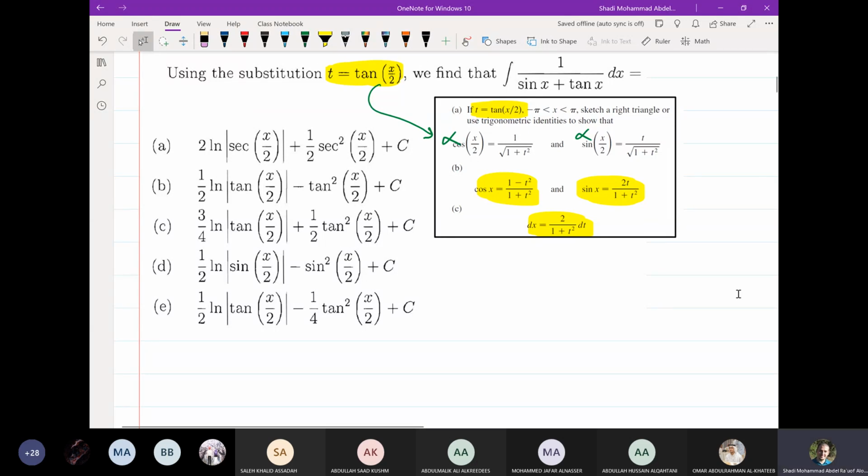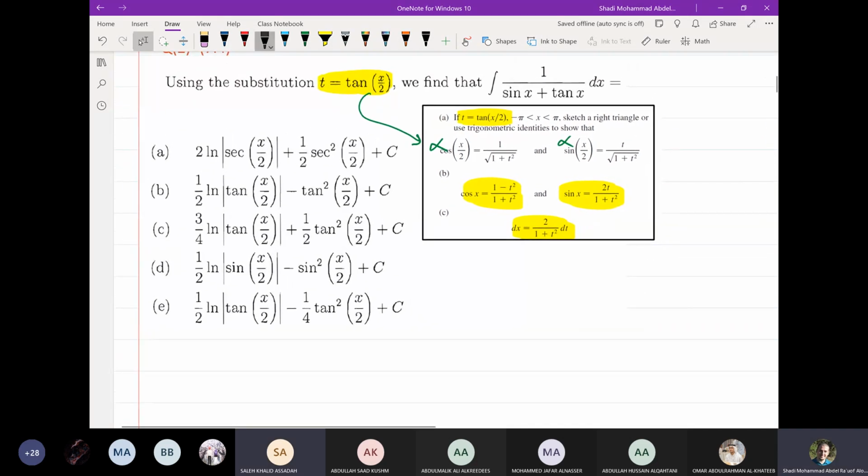Okay, how did you solve it, Saleh? First, I set these formulas. So 2 over 1 plus t squared, 1 over sine x plus cosine plus tan x, dx. Okay, let me start step by step. You put the value of dx. So it will be something like this, dt. Good. In the denominator, sine x equals what? 2t over 1 plus t squared. Exactly. What about tan? 2t over 1 minus t squared.